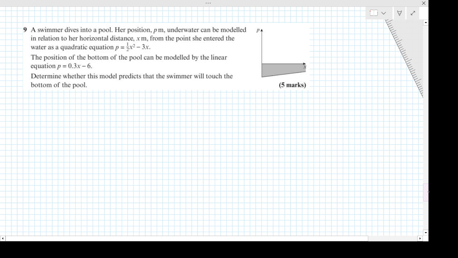The position of the bottom of the pool can be modelled by the linear equation p is 0.3x minus 6, and that'll be probably this line here, right? Because if you imagine this as the x-axis, so that'd be 0, the origin. This will probably be minus 6, which will be the y-intercept. And the gradient is 0.3. So this is the line here, but they've not told us what the quadratic would be. Now, the quadratics are positive, right? So it could have this sort of shape, so we could go there, or it could go below, or it could indeed go underneath.